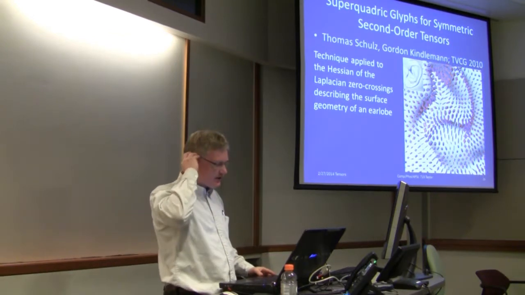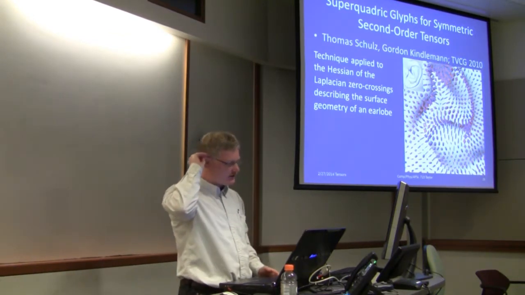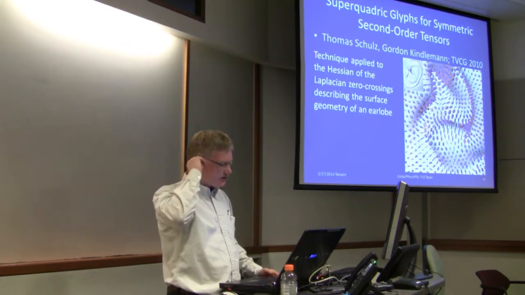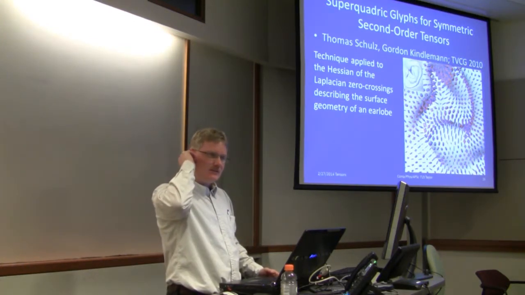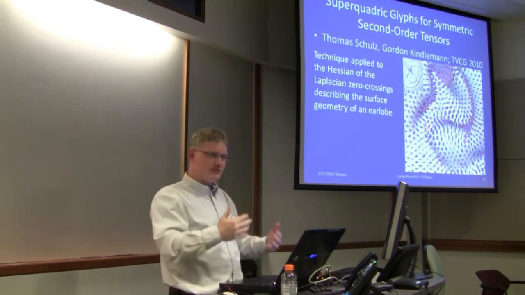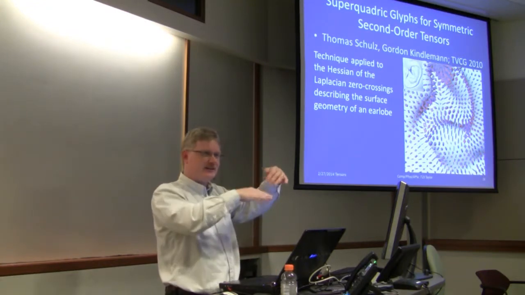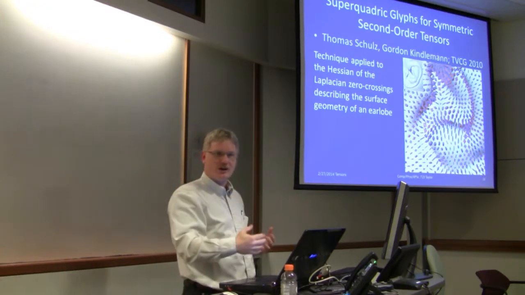So this is applied to the curvature of the ear, looking at the Hessian of the Laplacian zero crossings, describing the surface geometry of an earlobe, right? Gordon Kindelman's a guy who's like, I need to explain to somebody how my simplification algorithm works, so I'm going to come up with a new glyph visualization technique to give them an idea of what my metrics are on the surface so I can show them why I'm doing the simplification.